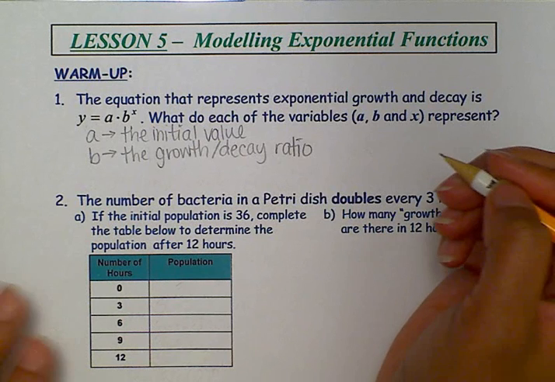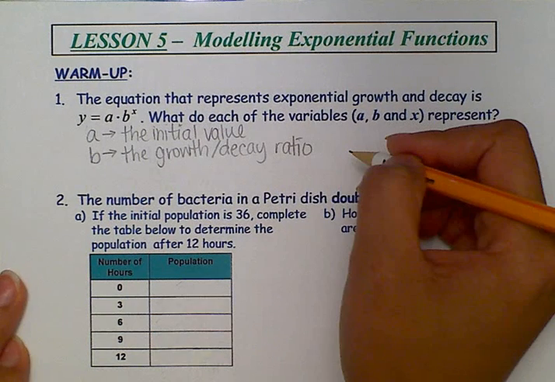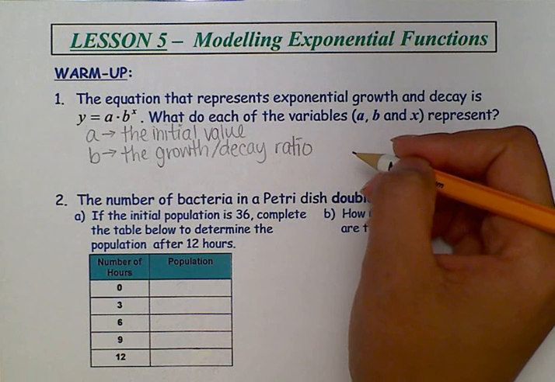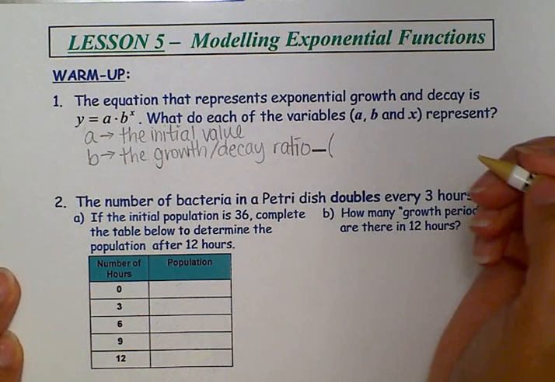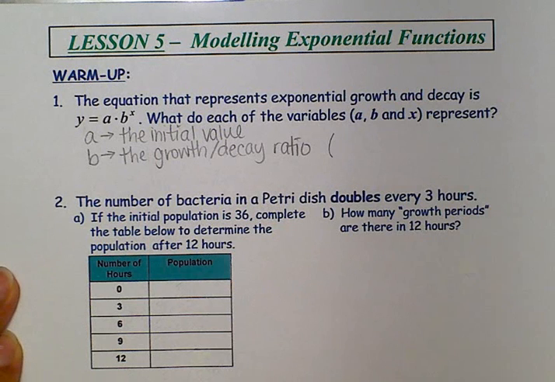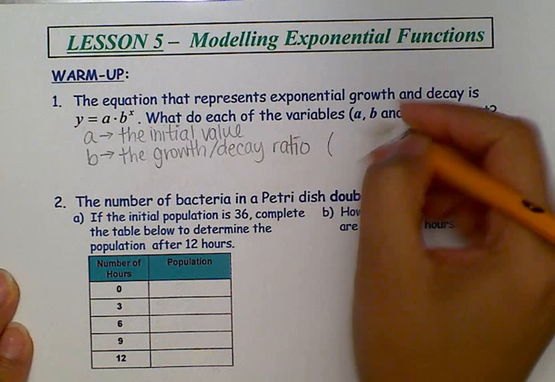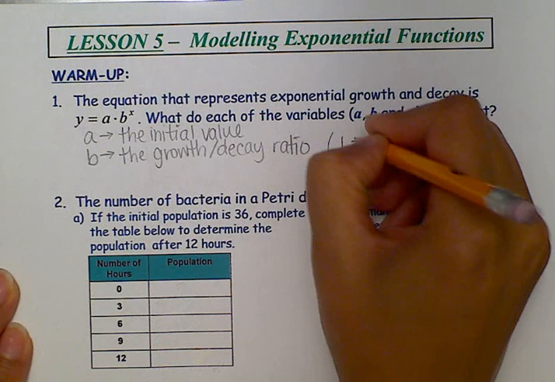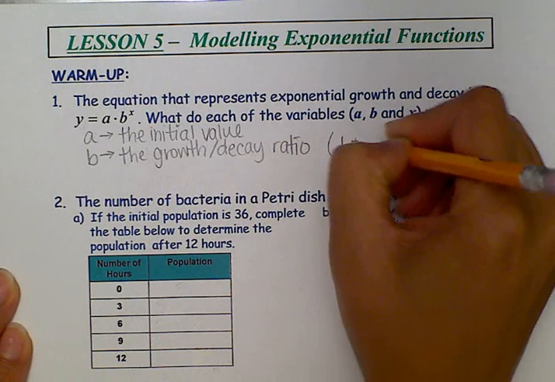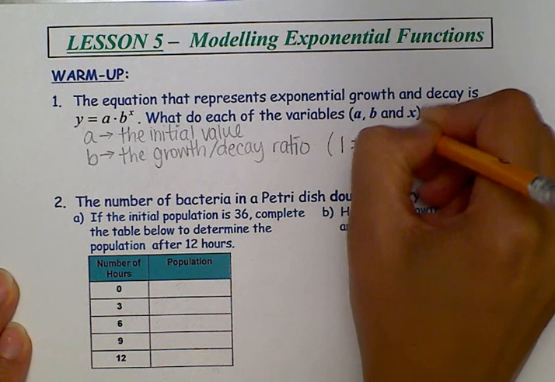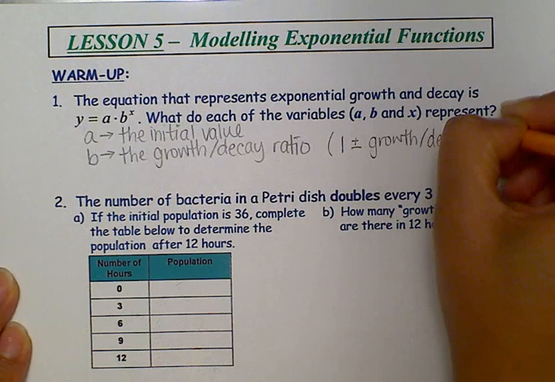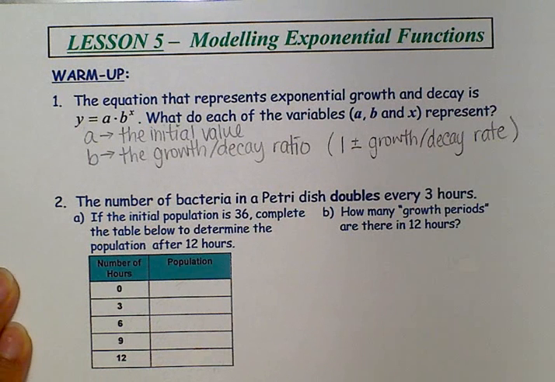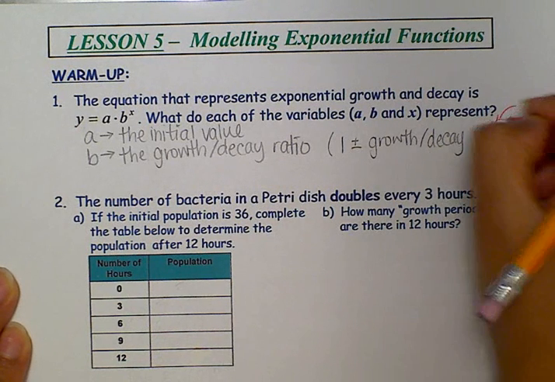And the way we found the growth and decay ratio, aside from using the table of values, is that it was actually related to the growth or decay rate. So the growth or decay ratio can be found by adding 1 plus or minus the growth or decay rate. Okay, and the rate was a percentage value.